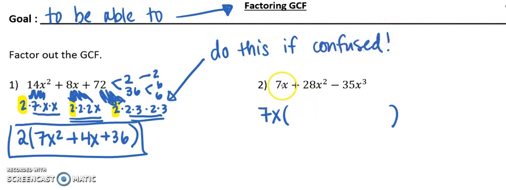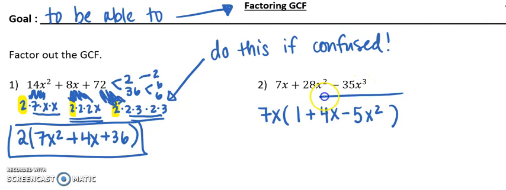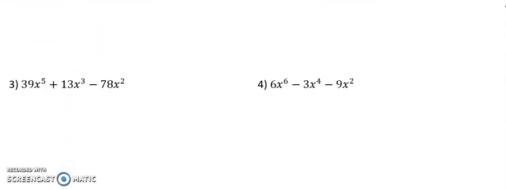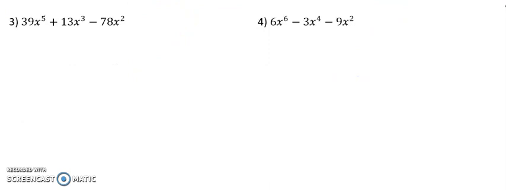Get it right. So if I take 7x and divide by 7x, I get 1. 28 divided by 7 is 4. X squared divided by x, or in other words, take out the x, is x, minus 35 divided by 7 is 5, and x cubed, take out an x, is x squared. There we go. Again, do this the long way if you get confused, because that's where everything comes from. Remember that if I go too fast, you can always pause this, and you can also go back and rewatch and re-listen.